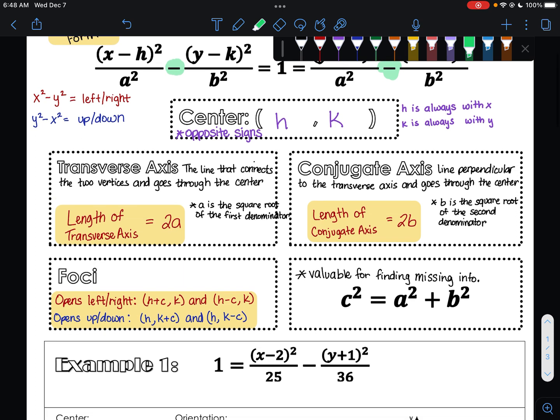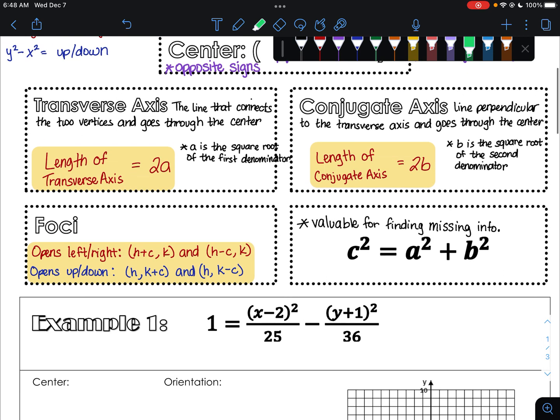Then we have our foci. So depending on how it opens, if it opens left and right or up and down, determines how you find the foci. Okay, and then again, we have this formula, and it's not a typo. This time it is c squared equals a plus b squared. So keep that in mind.